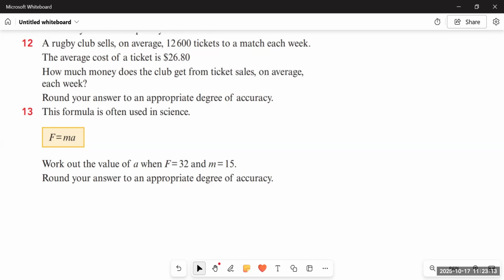This is Cambridge Lower Secondary Mathematics Book 8, and today we are going to do a few left questions of exercise 3.2, starting from question number 12, because we have already covered question number 1 till 11. So let's see what we have to do from question number 12.